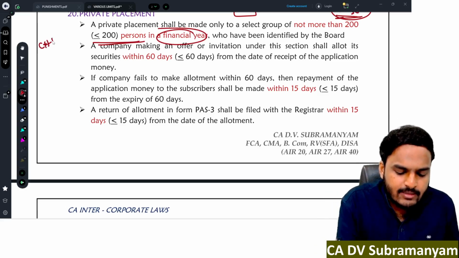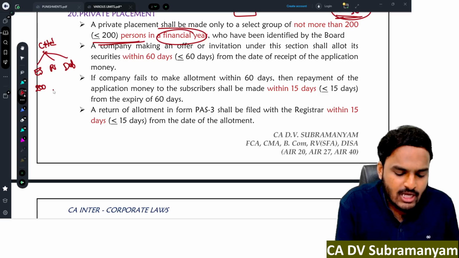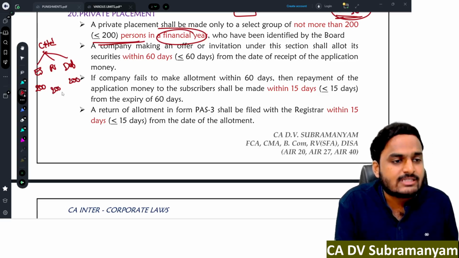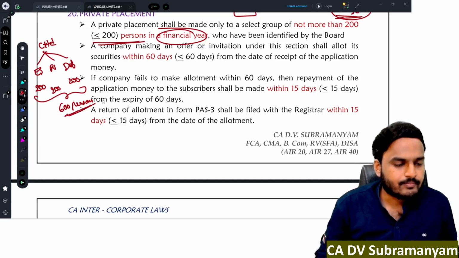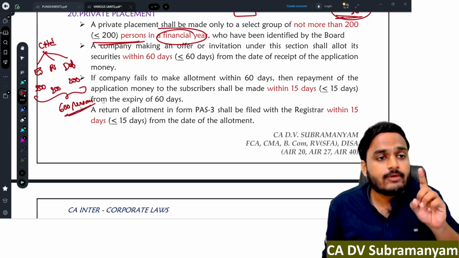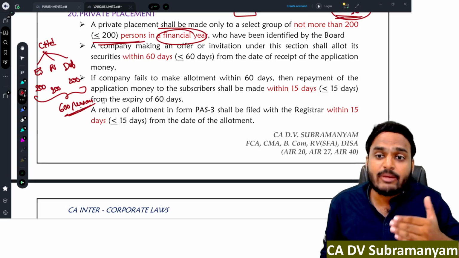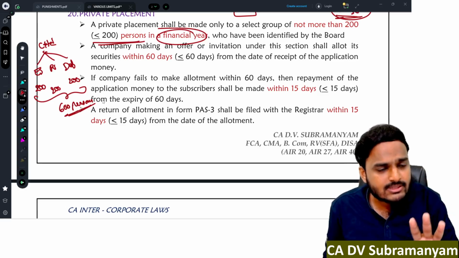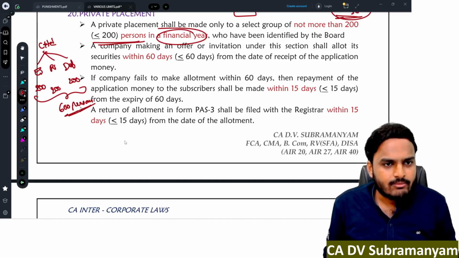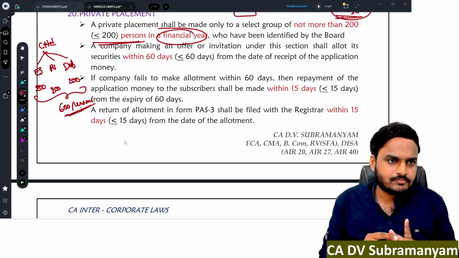Suppose company C Limited is there. It is having equity shares, preference shares, and it is also having debentures. Now it can make private placement of up to 200 for equity shares, up to 200 in preference shares, up to 200 persons for debentures. That means it can make private placement up to 600 persons in a financial year. So limit of 200 is applicable individually to each and every security. If company is having 4 types of securities, then it can make private placement 200 for first security, 200 for second security, 200 for third security, and 200 for fourth security. Are you all getting my point, students? So count 200 is per financial year and per security.